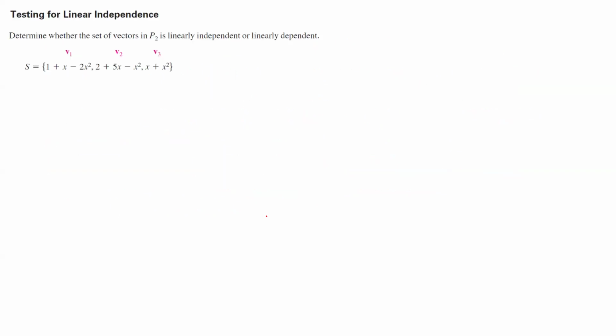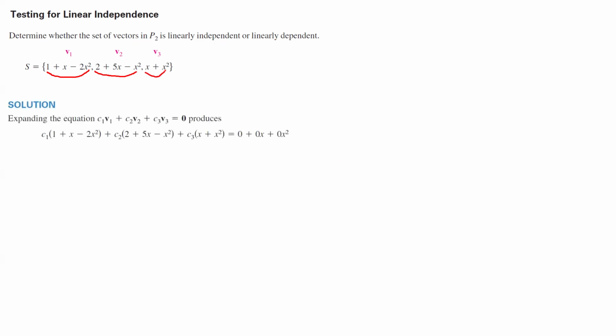Testing for linear independence. Determine whether the following set of vectors in P2 is linearly independent or linearly dependent. The very first vector is just a polynomial of degree 2 or less. The second vector is another polynomial of degree 2 or less. The third vector is a polynomial of degree 2 or less.